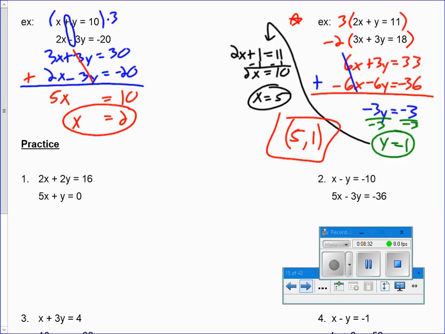Still need to go through and plug into whichever equation is easier. Here, the top equation is definitely easier. We have x plus y is 10, so that means 2 plus y is 10, so y would have to be 8. And the final answer again, we're going to write as an ordered pair. So 2, comma 8.